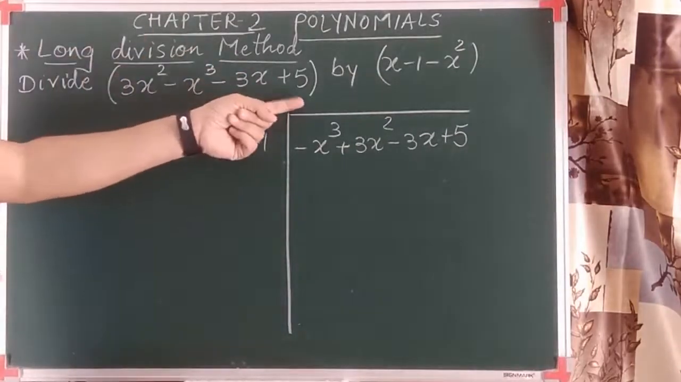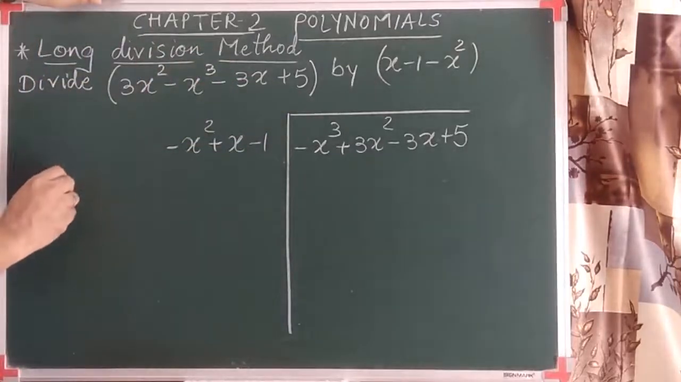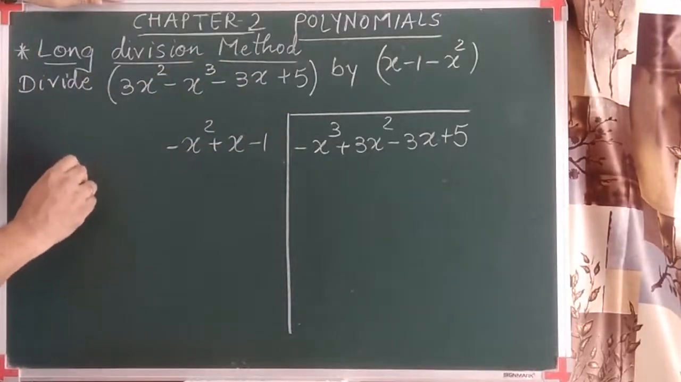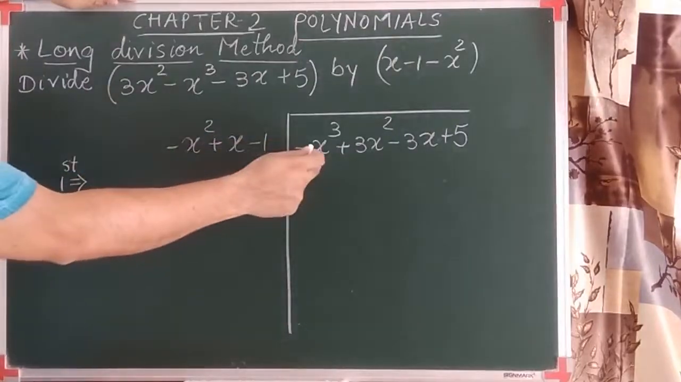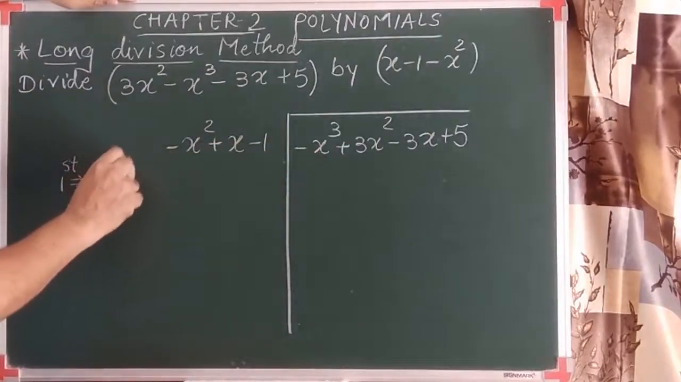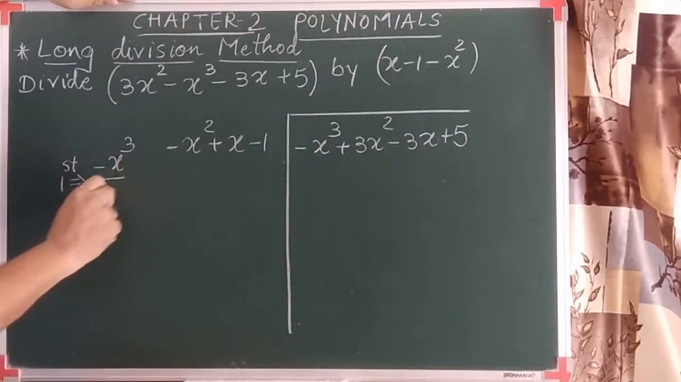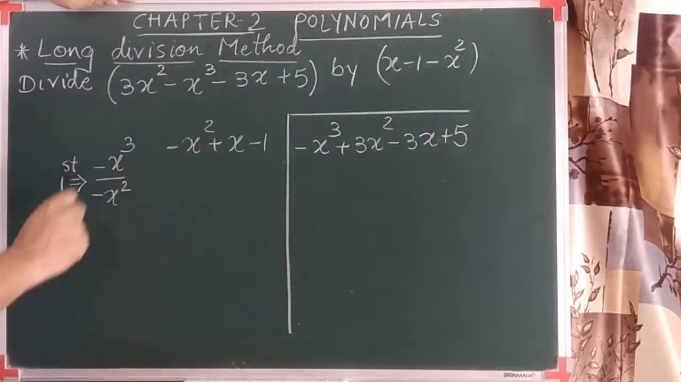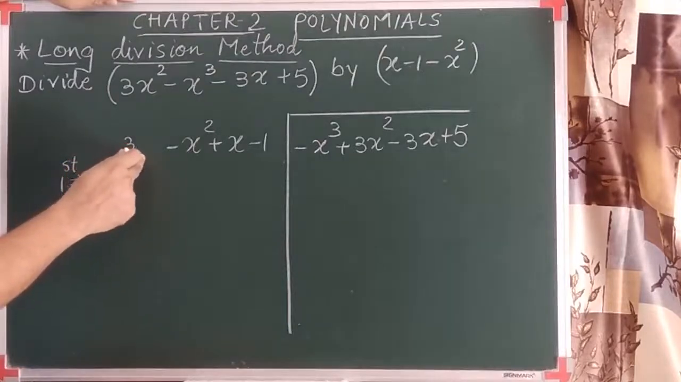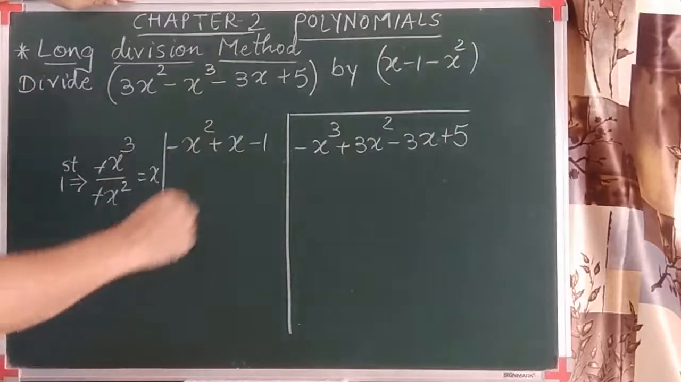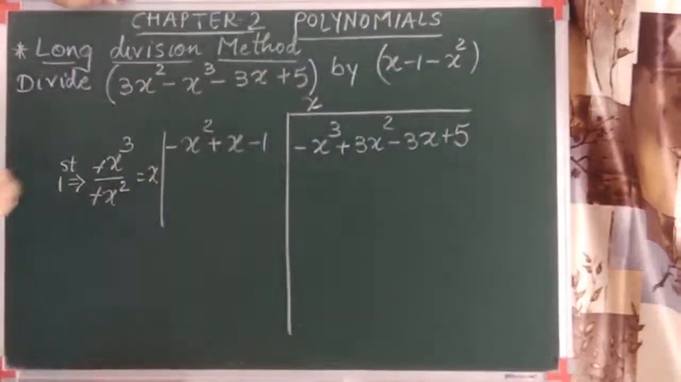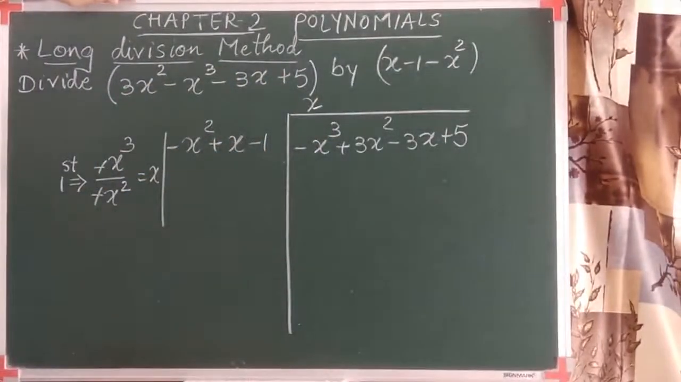The first, we have to obtain the quotient. सबसे पहला quotient obtain करते हैं. Let's obtain the first quotient. To obtain the first quotient, the first term of the dividend should divide with the first term of the divisor. As minus minus cancel, x cube by x square, it remains only x. So the first term of the quotient is x. This was the first step.